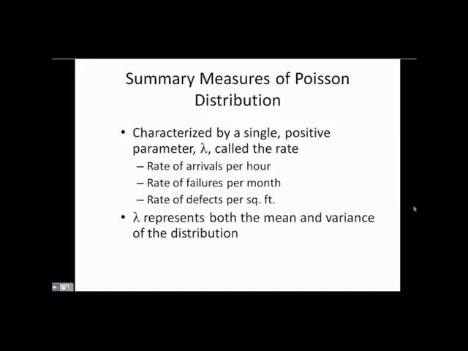Lambda, as it turns out from the mathematics of this Poisson distribution, represents both the mean, right? It's a long-term average rate of arrival, and also the variance of the distribution, so that the standard deviation is given by the square root of lambda. So from lambda, we derive both the mean and the standard deviation of the Poisson distribution.